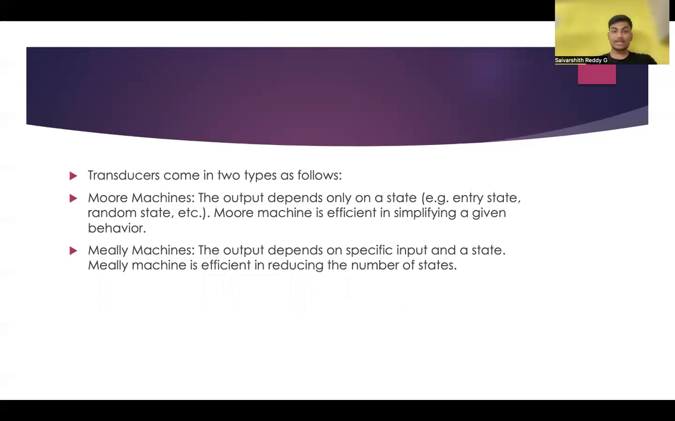Moore machine: the output depends only on one state. Moore machine is efficient in simplifying a given behavior. Mealy machine: the output depends on a specific input and a state. Mealy machine is efficient in reducing the number of states.